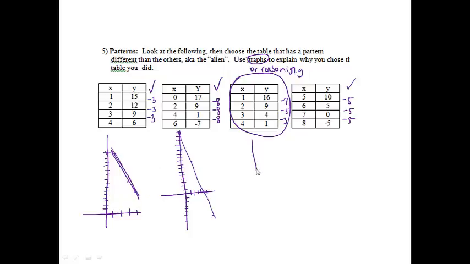Okay, the third one, when I go ahead and graph it, boom, boom, boom, boom, boom. Okay, I got to get up to 16. So over 1, up 16. So to the right 1 over 16. And then 2, 9, to the right 2, and up 9. And then 3, 4. And then 4, 1.